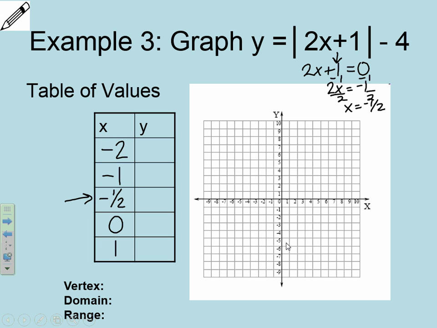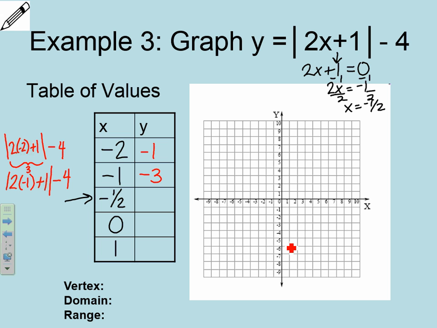And now we're going to plug these values in once more. So I'd have the absolute value, 2 times -2 plus 1, subtracting 4. That'll give me my y value. 2 times -2 is -4, plus 1 makes -3. Absolute value is +3 minus 4 is -1. Now I'm going to plug in the -1. 2 times -1 is -2, plus 1 makes -1. Absolute value makes +1. Subtracting 4 makes -3.